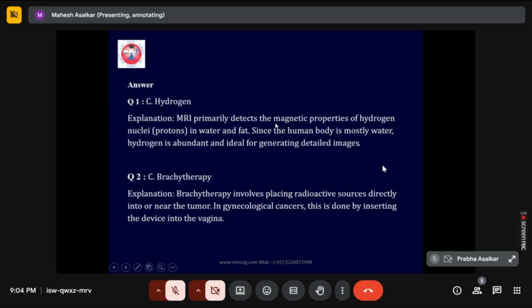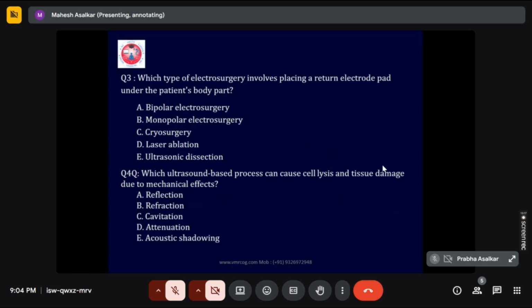MRI primarily detects the magnetic properties of hydrogen nuclei, protons, in the water and fat. Since the human body is mostly water, hydrogen is abundant and ideal for generating detailed images. And the answer is C, brachytherapy. We know that the source is kept in the vagina or near to the tumor. In gynecological cancer, this is done by inserting the device into the vagina. Dr. Sinchana, continue. Next question.